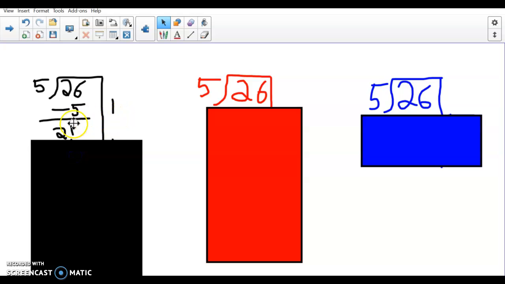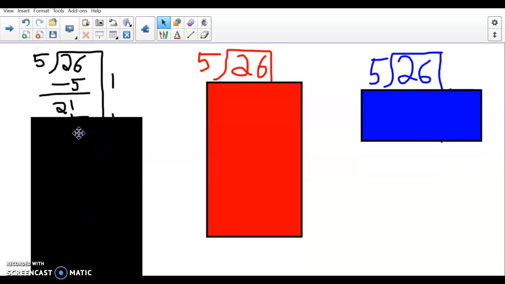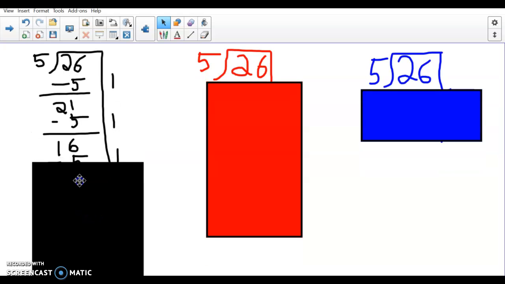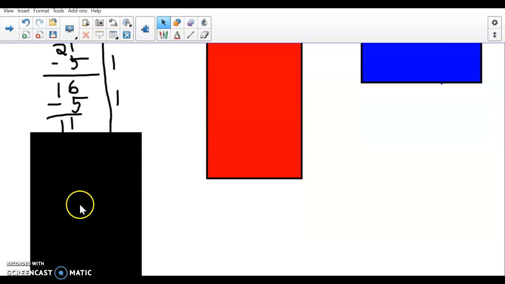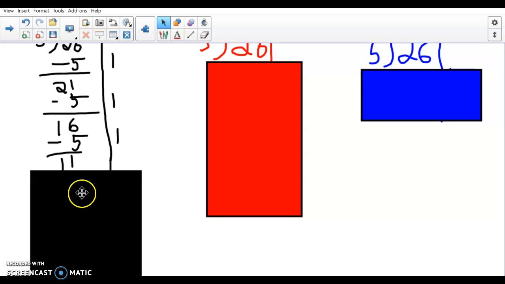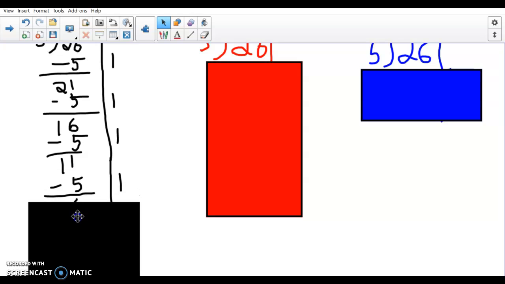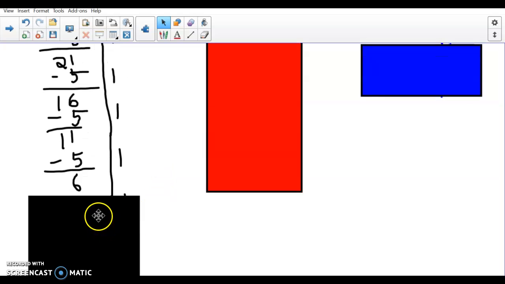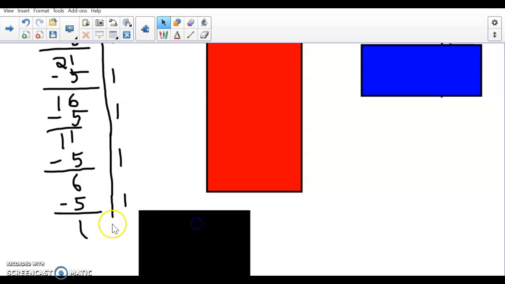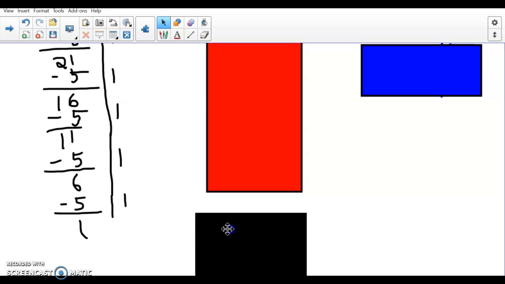So we could take one group of 5 out, and then we're left with 21. We could take another group of 5 out, and we're left with 16. Another group of 5, and now we're down to 11. We could take a 4th group of 5 out, and we'd be down to 6. We could still pull one more group of 5 out, and we'd have 1 left over. And finally, we are now at the spot where we can't take out another full group.